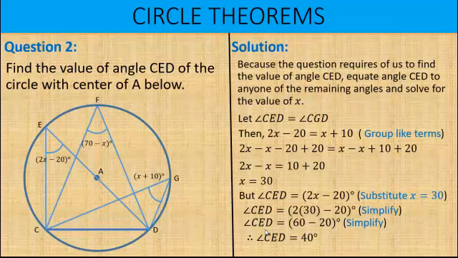At your own leisure time, just equate any two of these angles and solve for x, and you would see that you will get 30 degrees. Then you substitute it into 2x minus 20, and you see that you will get 40 degrees.